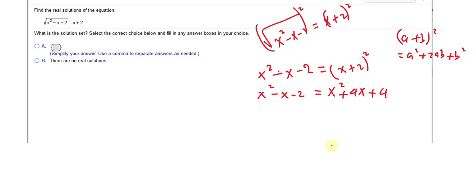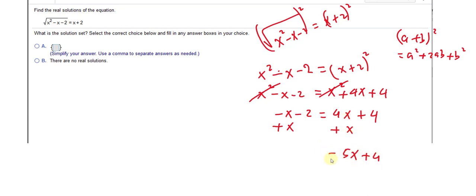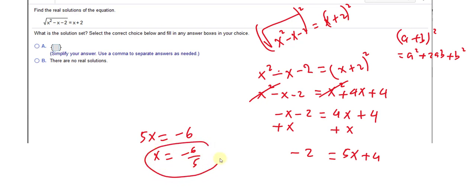And the left hand side, this one. Now I can subtract x squared on both sides. That's gone. All I have left now is minus x minus 2 equals 4x plus 4. Now let's add x on both sides. I should get 5x plus 4 equal to minus 2. And then I subtract 4 on both sides. I should get 5x equal to minus 6. And then I can divide by 5 on both sides, and I get the answer.